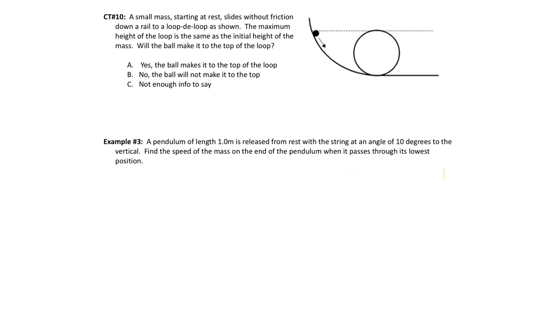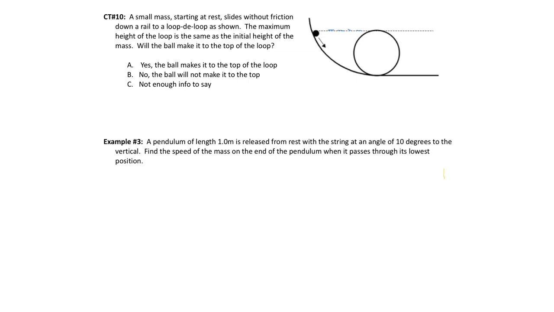All right, in this next video, we'll be looking at one multiple choice question and two free response questions that deal with energy. So constant test number 10: a small mass, sliding from rest without friction down a rail to a loop-the-loop, is shown. The maximum height of the loop is the same as the initial height. We can see that with the dashed line up here at the top. And it asks, will the ball make it to the top of the loop?